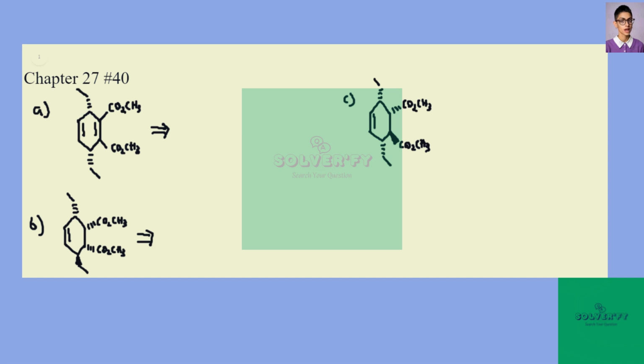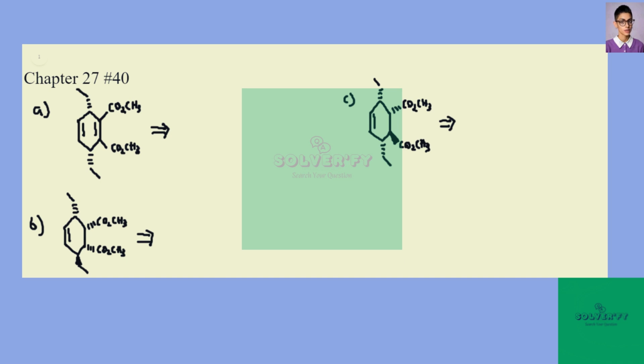This is the answer to chapter 27, problem number 40 from the Smith Organic Chemistry textbook. In this problem, we're asked basically to work backwards and to look at each of these three products and determine from what starting materials we could make these products by making use of a thermal 4+2 cycloaddition, so a Diels-Alder reaction.